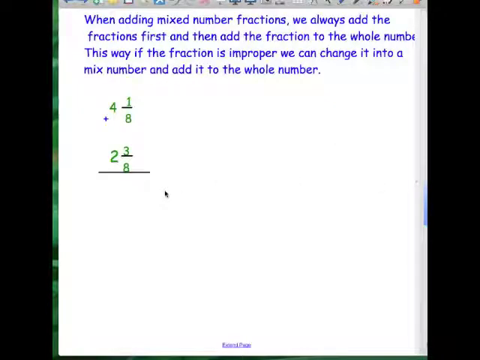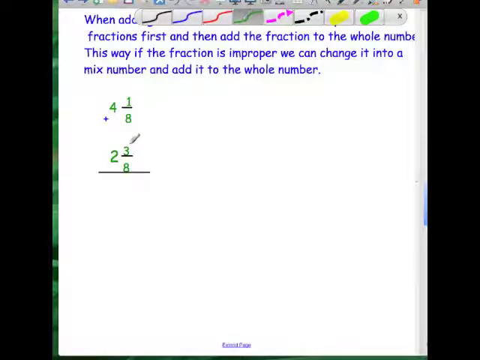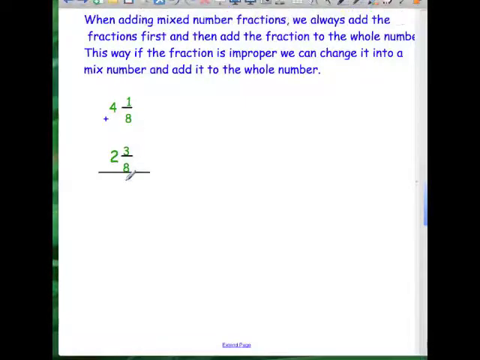Now we're going to get into adding mixed number fractions. When adding mixed number fractions, we always add the fractions first and then add the fraction to the whole number. This way, if the fraction is improper, we can change it to a mixed number and add it to the whole number. So, with 4 1/8 plus 2 3/8, we do the fraction part first. We see that they have a common denominator of 8. So we're just going to add straight down. So 1 plus 3 is 4. So that makes that part 4/8.